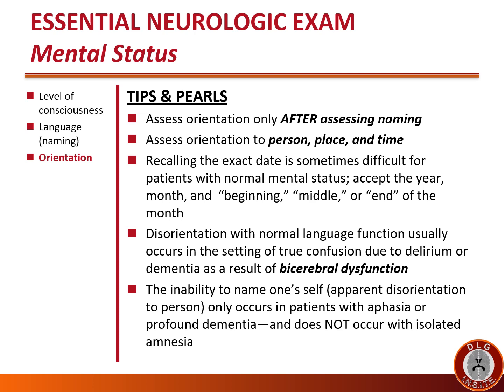Disorientation with normal language function usually occurs in a setting of true confusion due to delirium or dementia as a result of bicerebral dysfunction. The inability to name one's self, apparent disorientation to person, only occurs in patients with aphasia or profound dementia and does not occur with isolated amnesia.